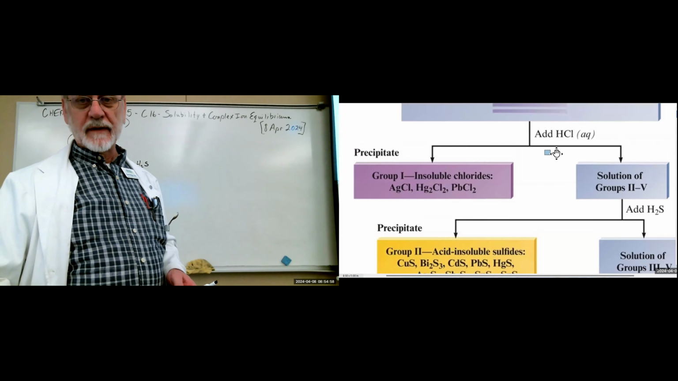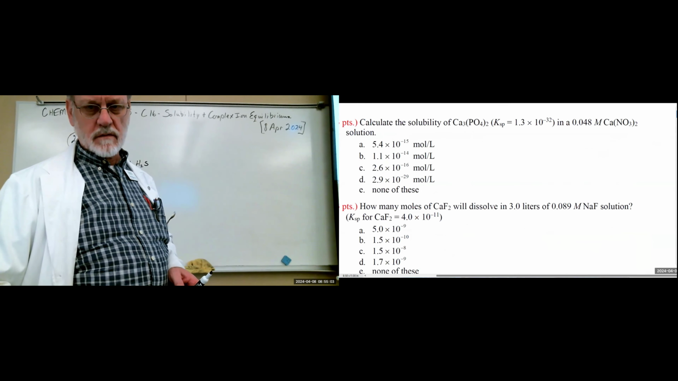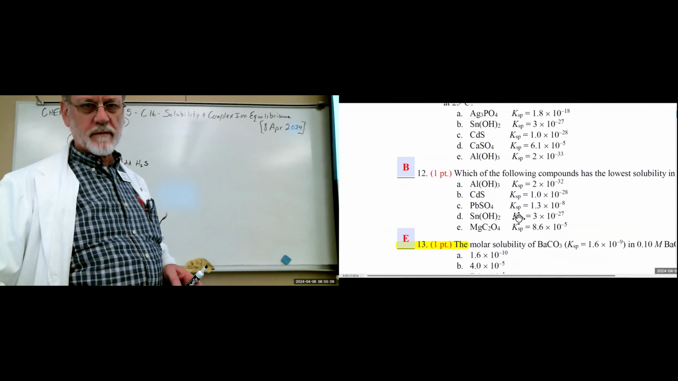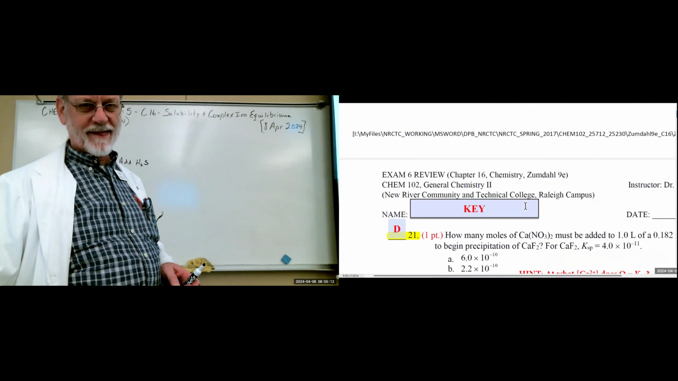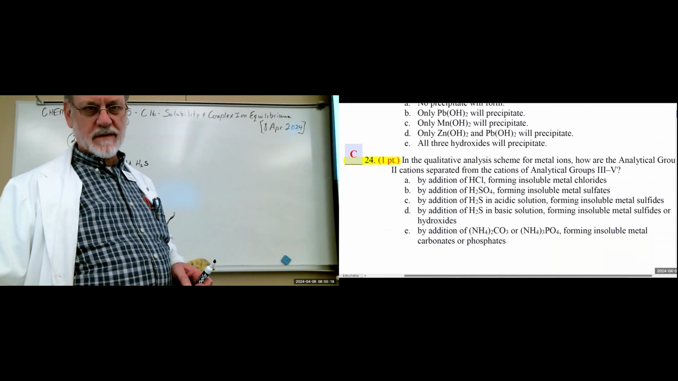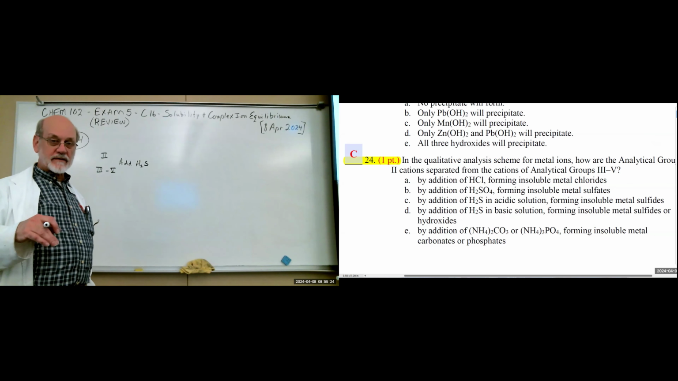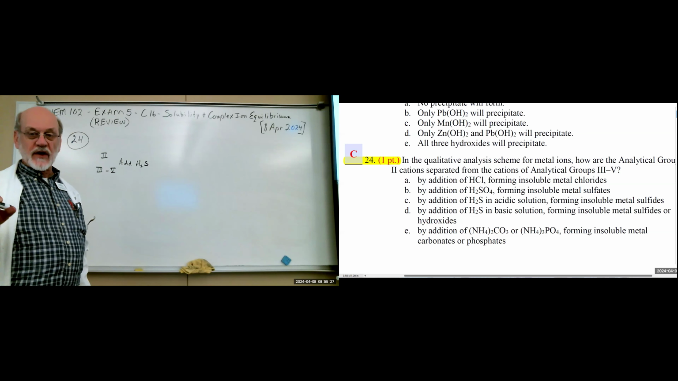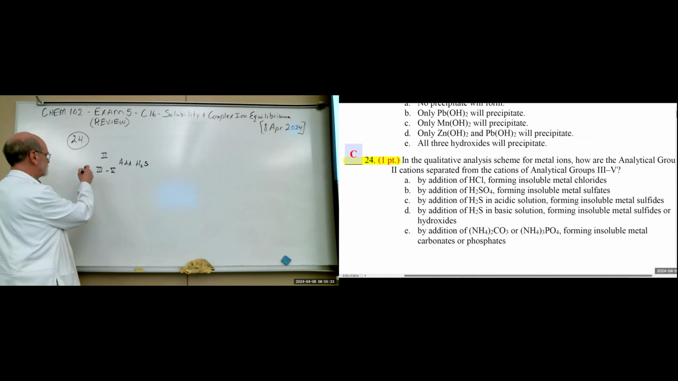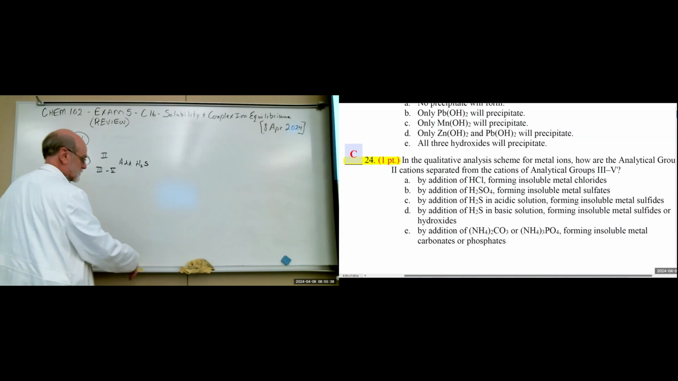Okay. So let's go back up to 24. So add hydrogen sulfide to that acidic solution. It's already been acidified, so to speak, and you're going to form insoluble metal sulfides. That's the one. Right, so that would be C. It's just a matter of looking at the schematic to get the answer.